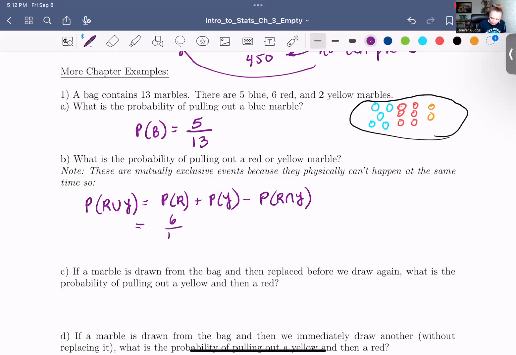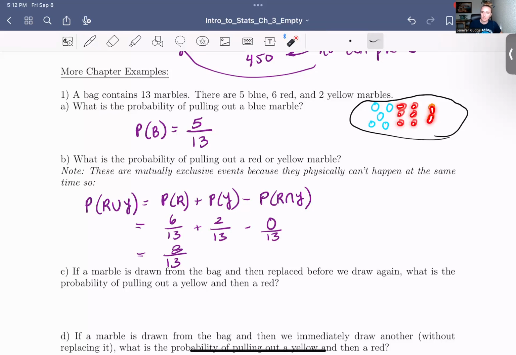Red was 6 out of 13. Yellow was 2 out of 13. And you could not have pulled the same. Red and yellow was impossible. So it is that 8 out of 13, which we could have found by just counting. There were 6 red, 1, 2, 3, 4, 5, 6, 7, 8. 8 different ways to pull a red or a yellow.